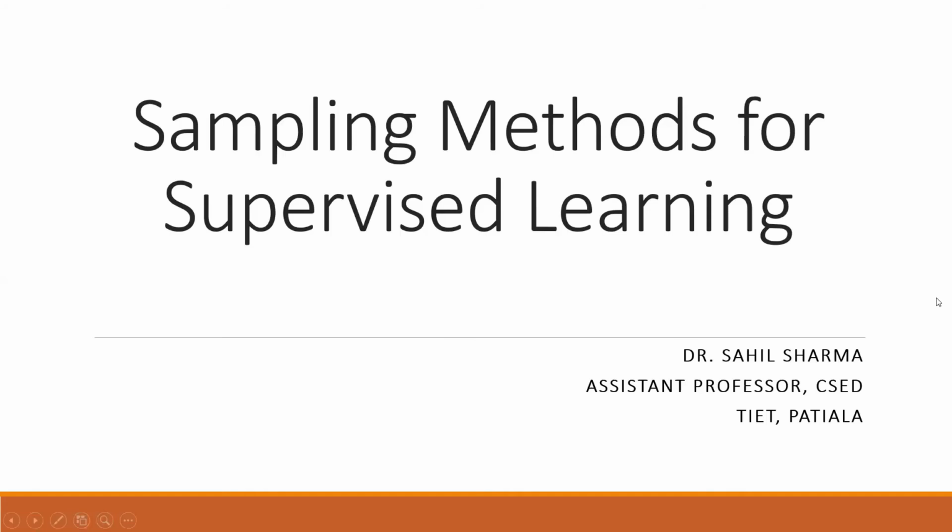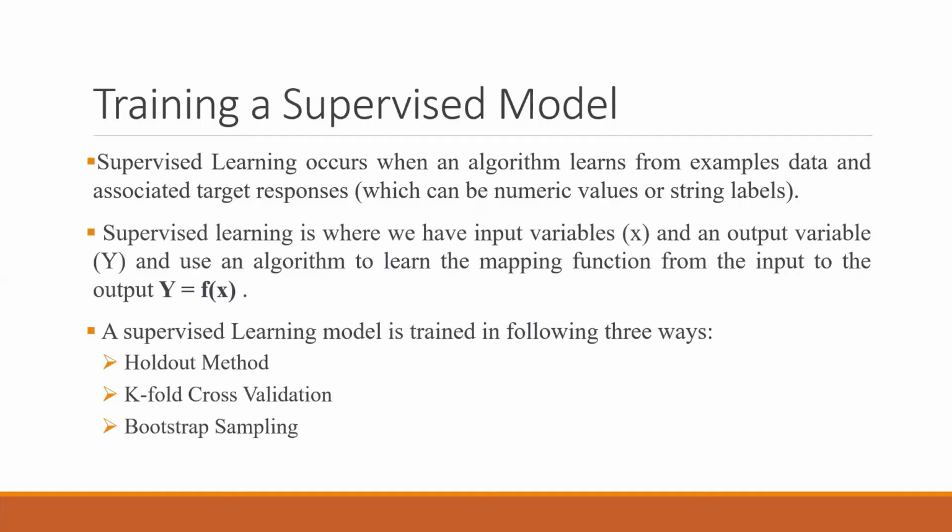ठीक है, so let's continue with this new topic, sampling methods for supervised learning. It means that we have to make some samples. We have to do the partitioning of our original data into multiple parts so that we can get the work done from our model. So supervised learning occurs when an algorithm learns from example data and target associated responses. So it means that आपके पास features हैं और in the end you have this target variable. You have both the things, then supervised learning happens.